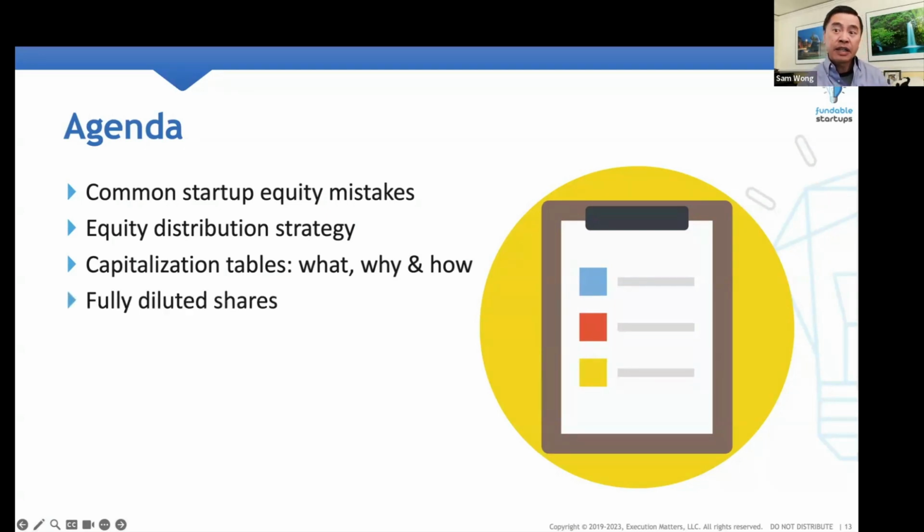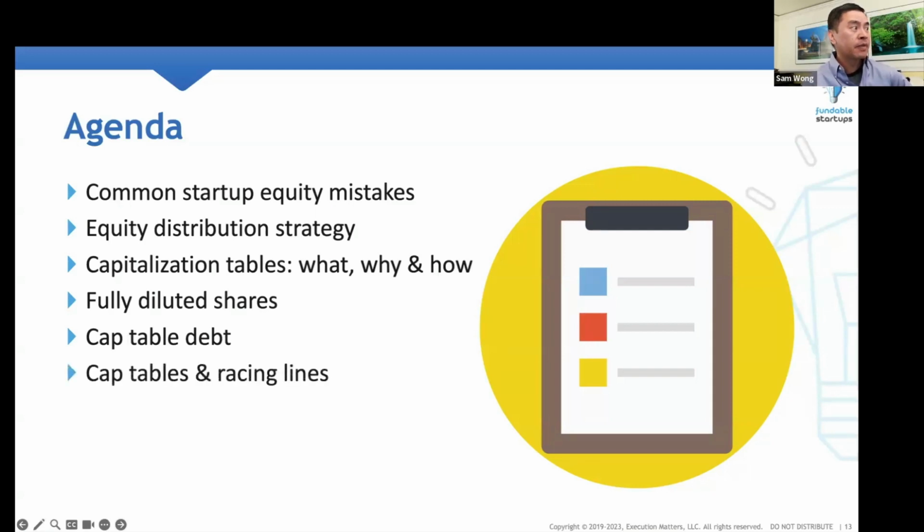Then we'll talk about an interesting concept which almost never comes up in the startup space, which is fully diluted shares. It's a very important concept to understand when you're managing your cap table. Then we introduce a concept called cap table debt. As an engineer, there's a concept called technical debt, and there's a very similar analogy with cap tables.